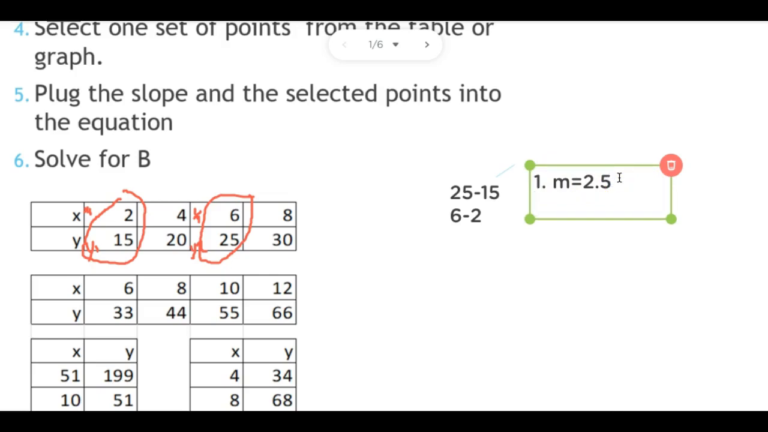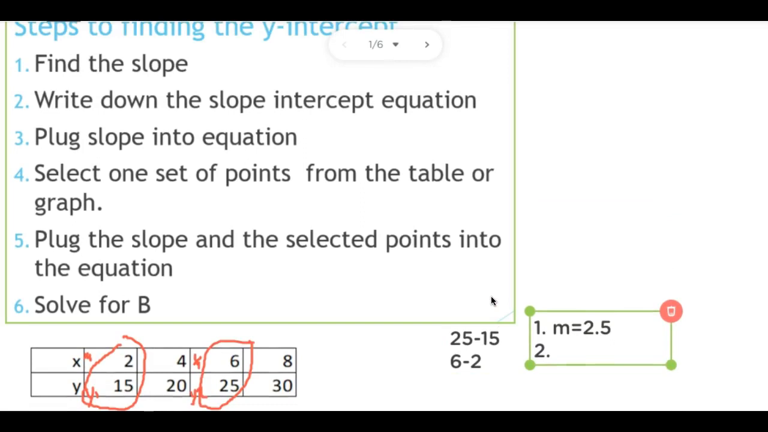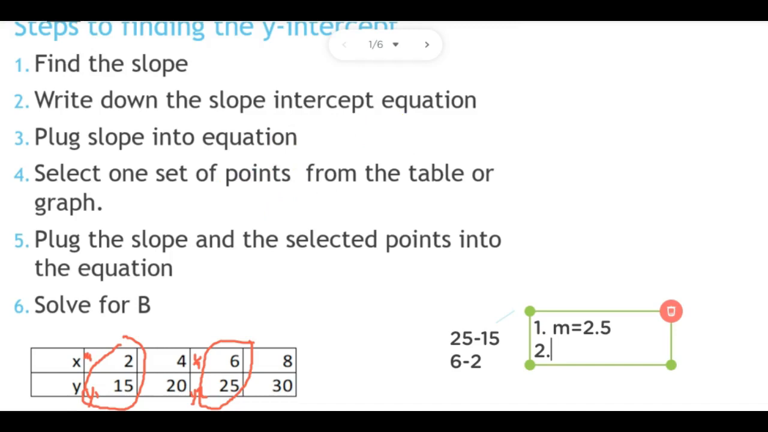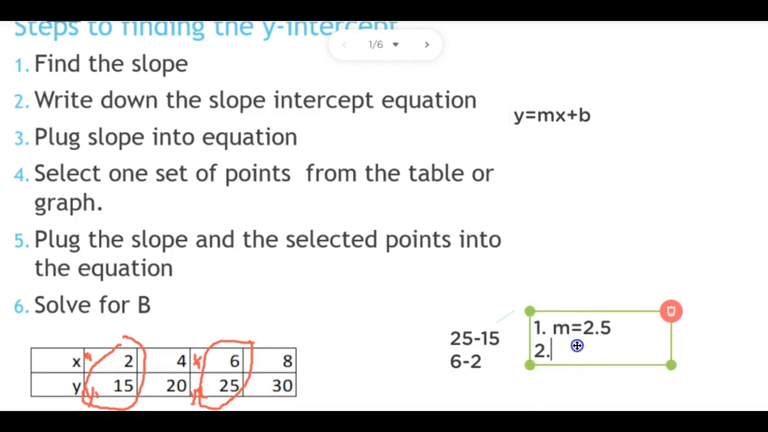Step number 2, okay? Step number 2 says, write down the slope-intercept equation. Now, I didn't give that to you, but I'm going to give it to you now. Your slope-intercept equation is this. Y equals mx plus b. All right? So step 2 is exactly that. Y equals mx plus b. All right.